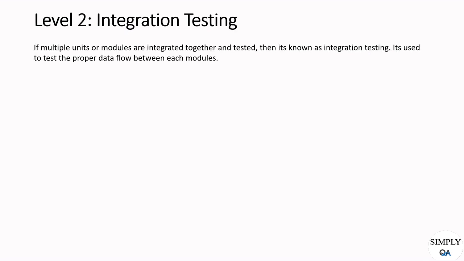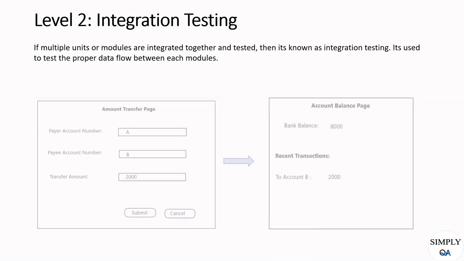Let's see our level 2 of testing, that is integration testing. So guys, assume that if unit testing has been done successfully, can we say the entire application is working fine? No, right? The next step is we have to combine all those units or modules together, we have to integrate them, and we have to test. So that is known as integration testing. Integration testing is mainly used to test the proper data flow between one module and the other module. Let's see it with the same example.